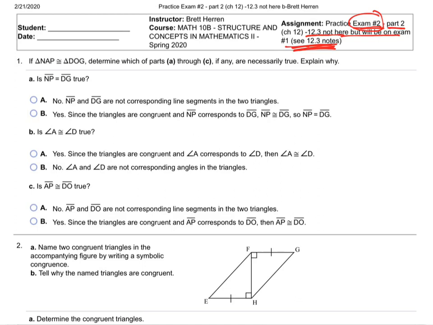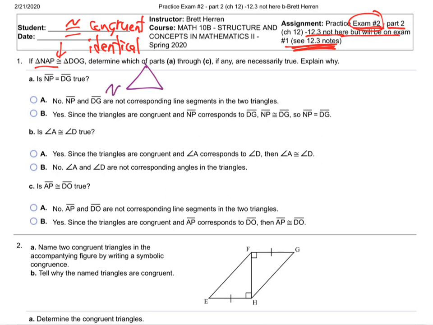Okay, let's go. So they say triangle NAP is congruent. That equals with a squiggle means congruent, and congruent is the same thing as identical. So in geometry, when we say two things are congruent, we mean they're identical. So how do we know? Let's draw what they're saying.